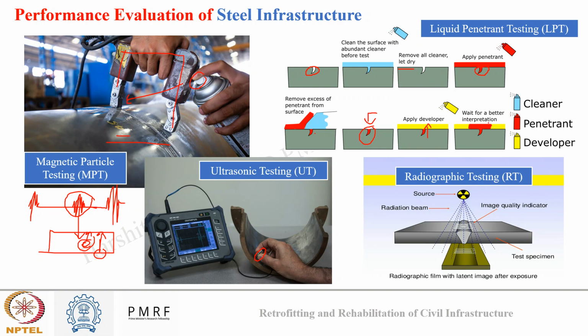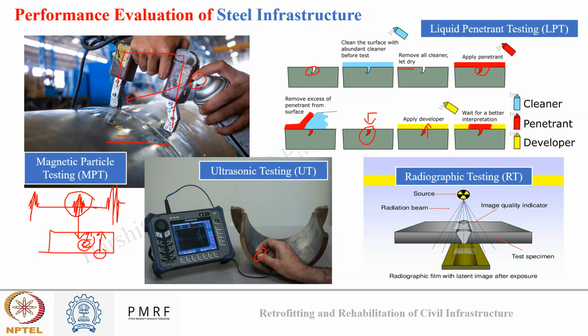If we see some red coloration when the developer is applied, we can say that there was some surface irregularity or some defect in the surface where the penetrant was getting stored, and its release will help us to decide the location of the defect.